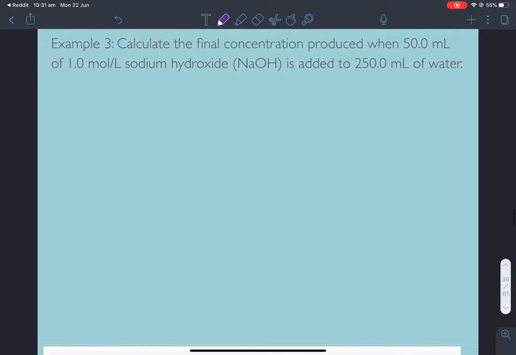Alright, example 3. Find the concentration produced, so slight change, when 50 ml of 1 M sodium hydroxide is added to 250 ml of water. Here's the little trick, that added to. Okay, so we still start with the same moles per litre of the concentrated times volume of the concentrated, equals moles per litre of the dilute times the volume of the dilute. Okay, calculate the final concentration produced when something is added to water. So we're asking for the diluted concentration.